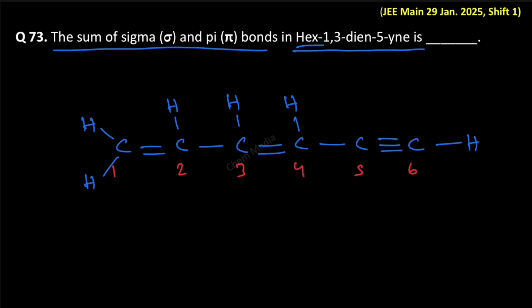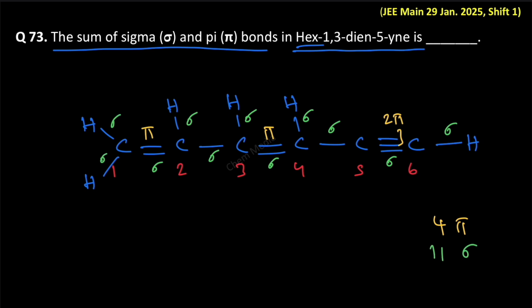Now let's count the pi bonds first. We have one pi bond here, another here, and we have two pi bonds, because a triple bond is two pi bonds and one sigma bond. So therefore 4 pi bonds, and then we have how many sigma bonds? 1, 2, 3, 4, 5, 6, 7, 8, 9, 10, 11. 11 sigma bonds. Therefore in total it is 15. Therefore 15 is the correct answer for this question.